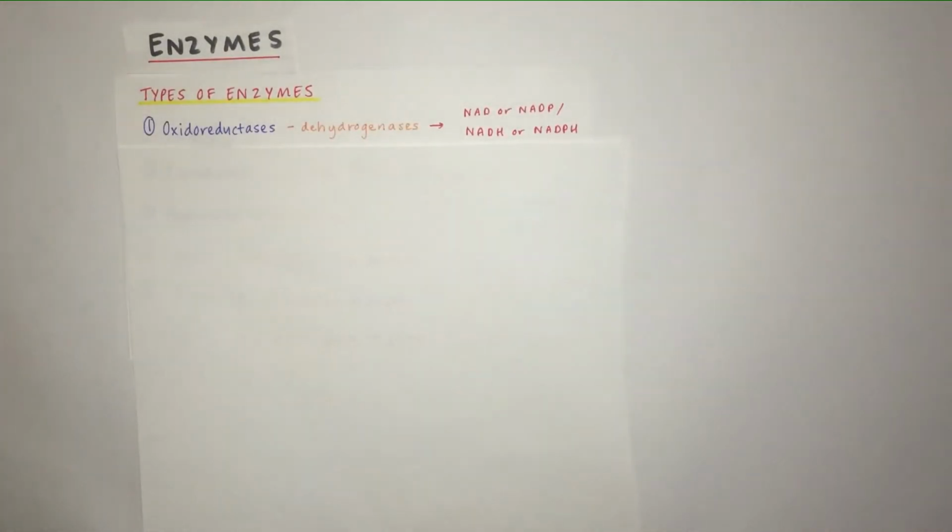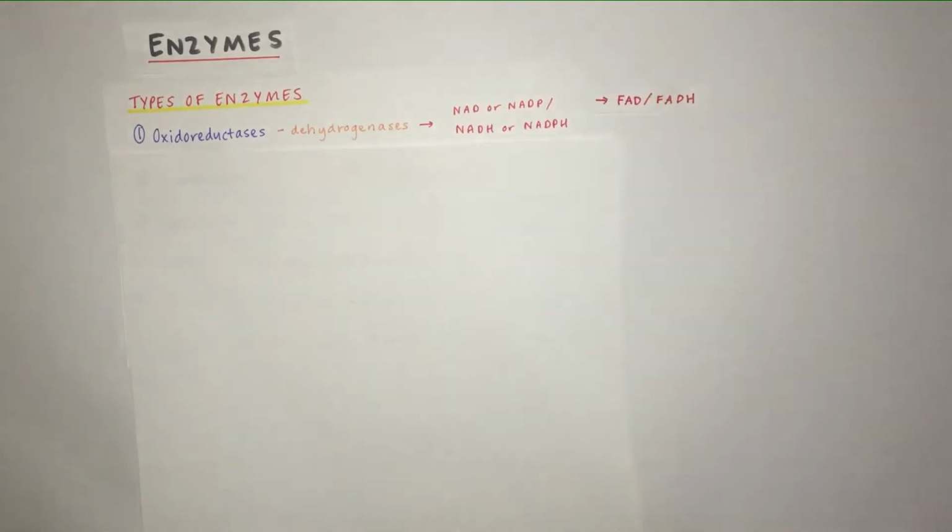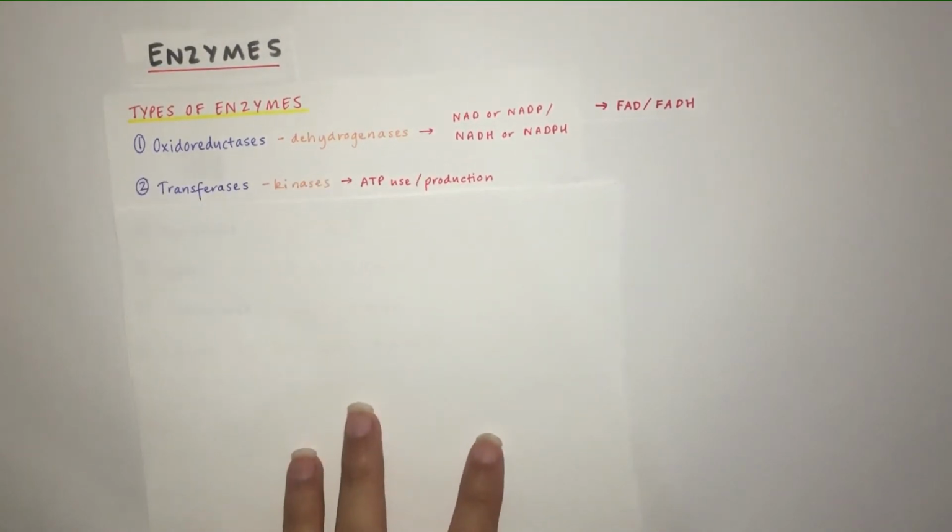So we have oxidoreductases, such as dehydrogenases. That's a name that you'll commonly see, and basically what's happening here is you'll see an NAD or NADP, an NADH or NADPH, or an FAD/FADH somewhere above the arrow in the chemical reaction, and that's how you know you've got an oxidoreductase going on there.